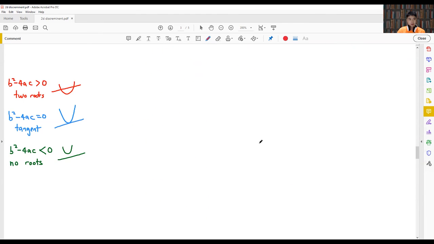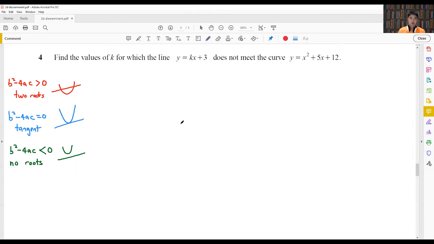Okay. Now, lastly, one last example here. Find the values of k for which the line y equals kx plus 3 does not meet the curve y equals x squared plus 5x plus 12. Does not meet the curve, meaning to say b squared minus 4ac is less than 0. Just like what we've been doing before, always equate both the equations here.